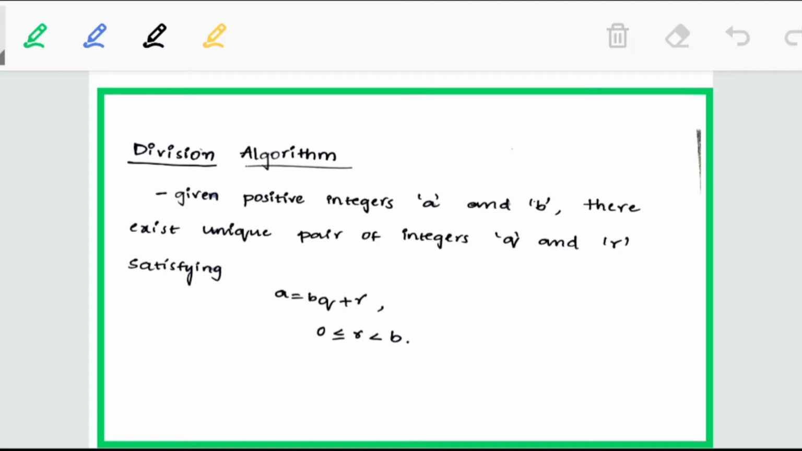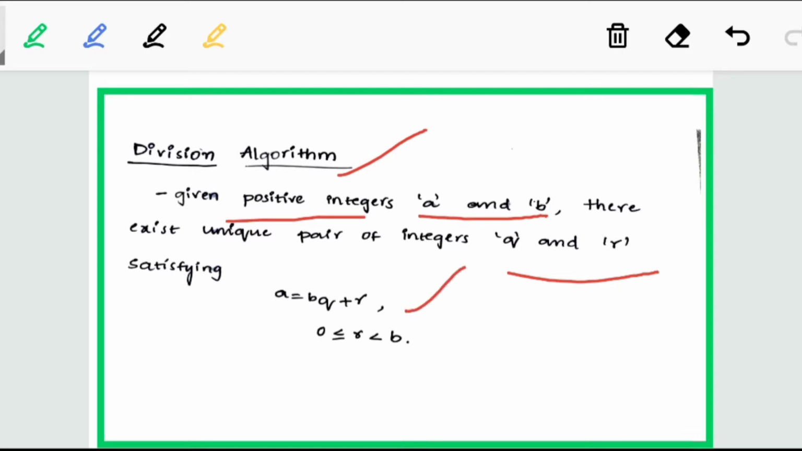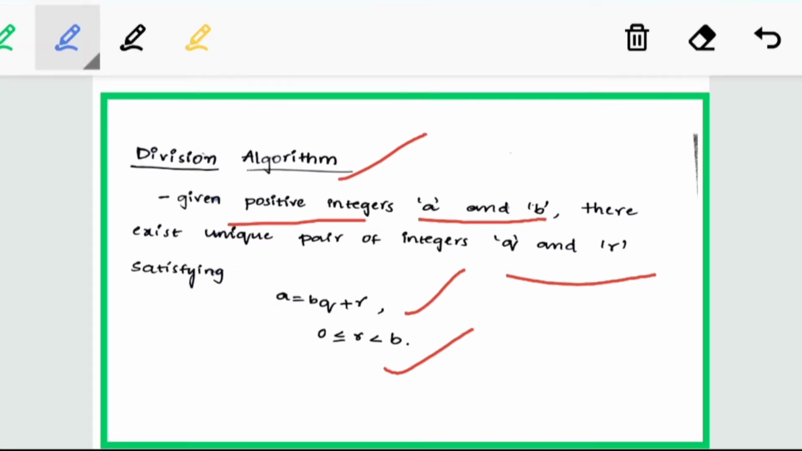Now, division algorithm. Till now we have discussed very basic concepts which you have learnt in your lower sections. Now coming to the actual chapter, let us discuss the division algorithm. What is the division algorithm? What does it say? It says that given positive integers a and b, there exists a unique pair of integers q and r, which should satisfy the condition a equal to bq plus r, where 0 less than or equal to r less than b.